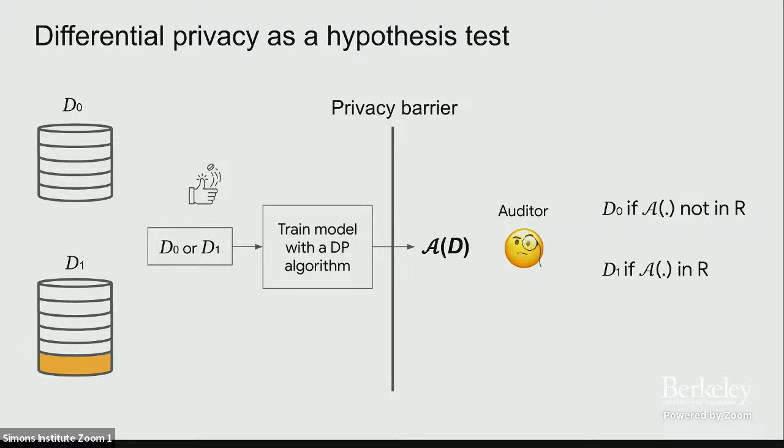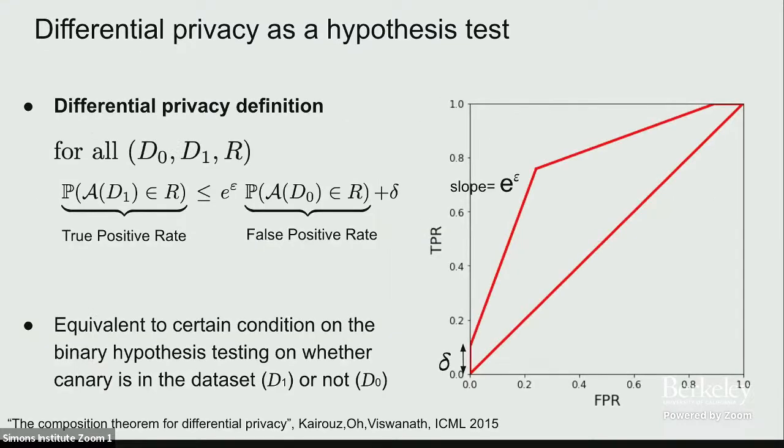What they will do is choose a rejection region R, and if the output falls in this region R, they'll say, I'm going to reject the null hypothesis. So I'll say this was trained on D1. And if it's not in R, they'll accept the null hypothesis. Simple hypothesis testing, binary hypothesis testing. And we can prove that DP is equivalent to providing a guarantee on the power of this binary hypothesis test.